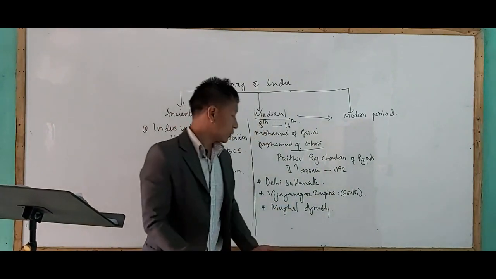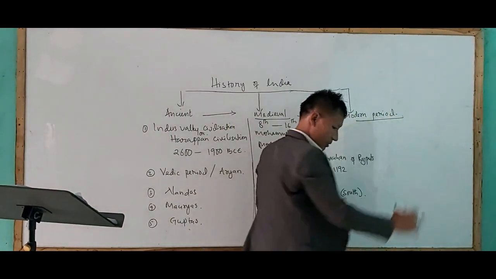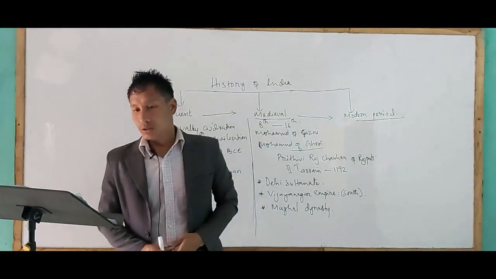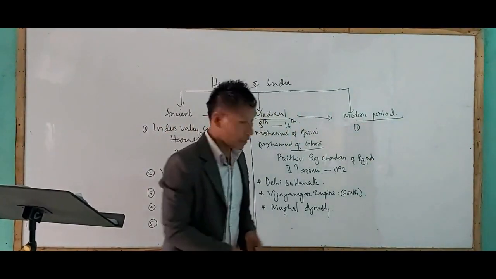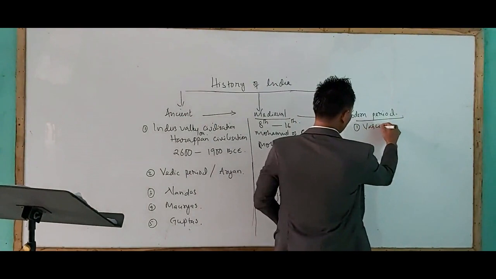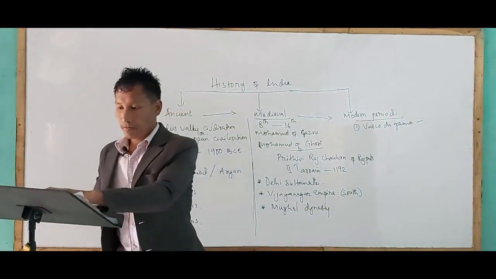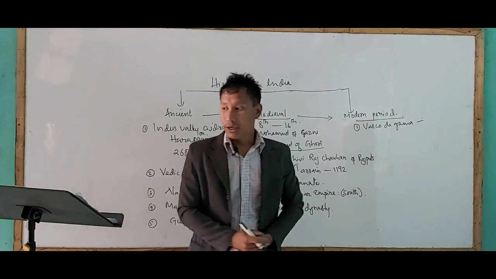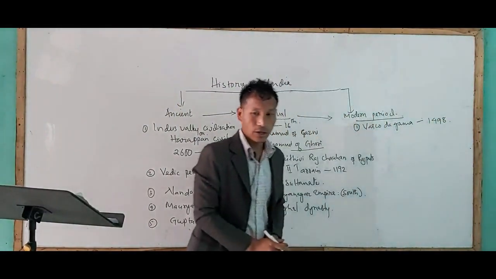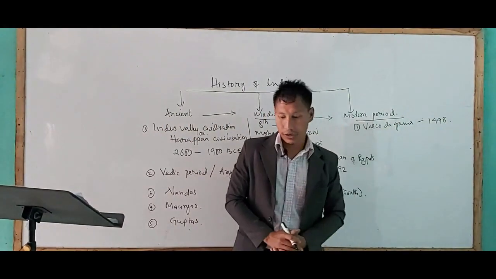It was during the reign of the Mughals that the British came to India and the modern period started. It is a period where the British ruled over India. Now, the first thing that we need to know about the modern period is a person by the name Vasco da Gama. He arrived in India in 1498 in Calicut, and he opened the sea route to India.